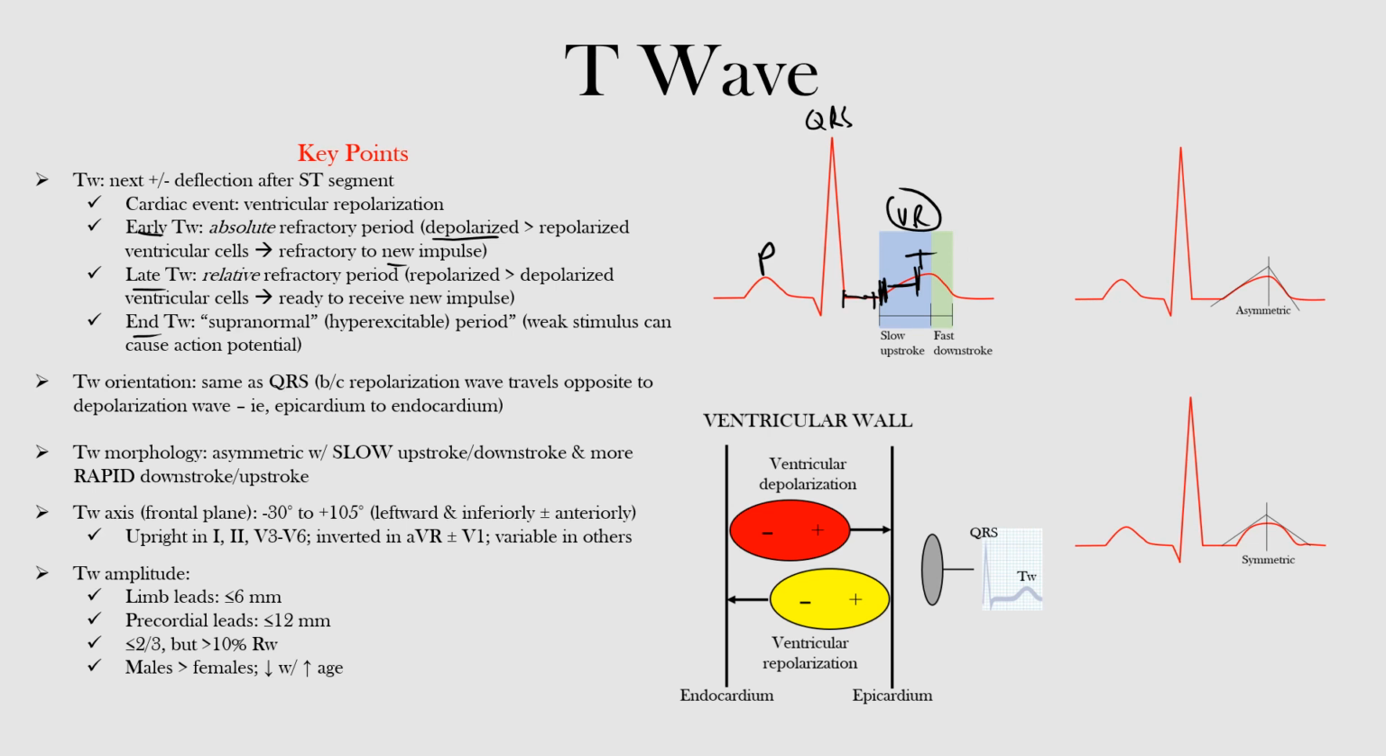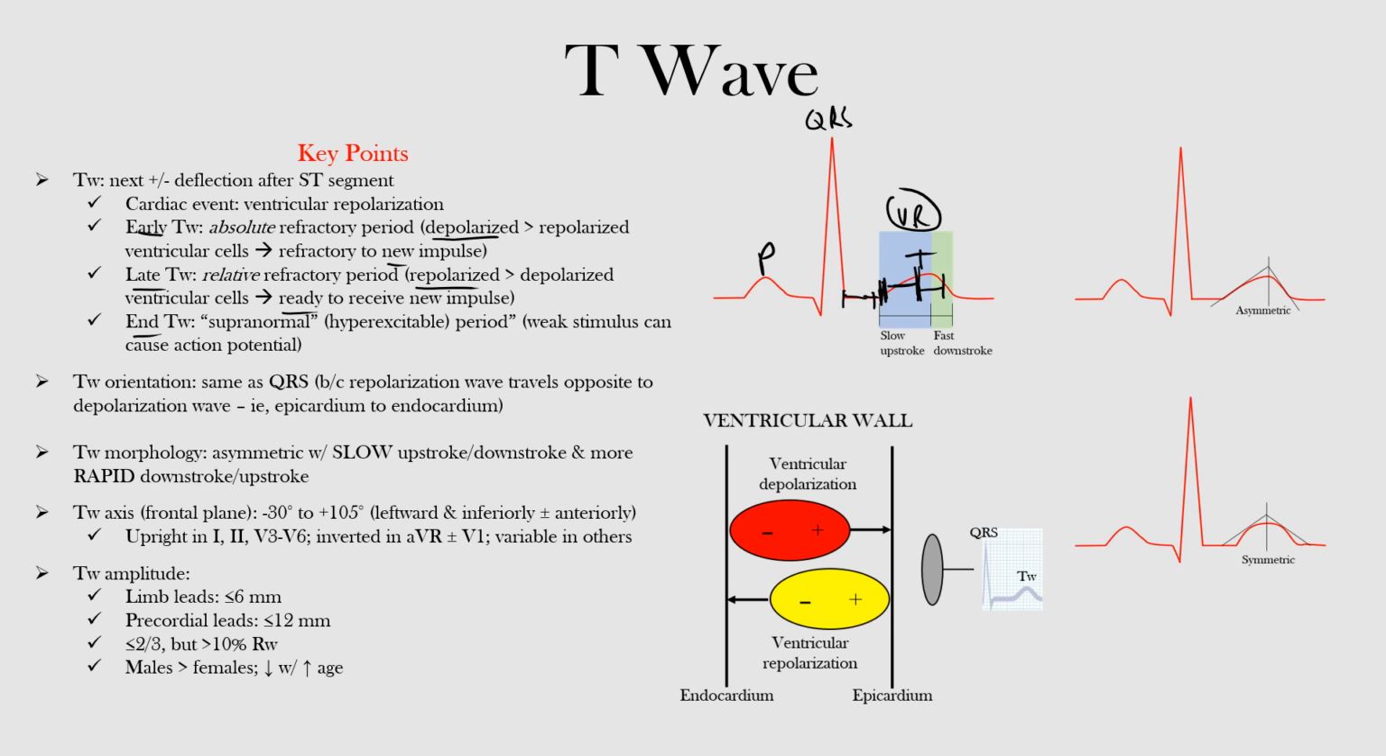This is the time in which more ventricular cells are repolarized than depolarized. And because of this, the ventricular cells are now ready to receive a new impulse, okay? So that would be probably from about this point here up until here, okay? That's that late portion of it, okay? And now we have more repolarized cells, and because of that, we're ready to receive the next impulse that comes down the conduction system.